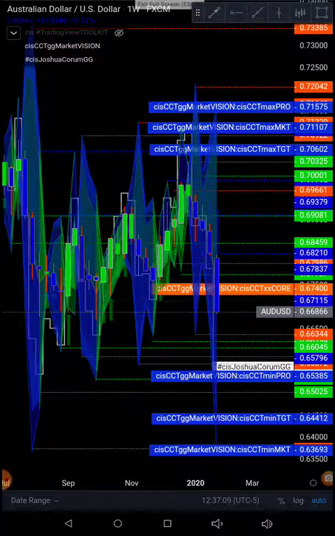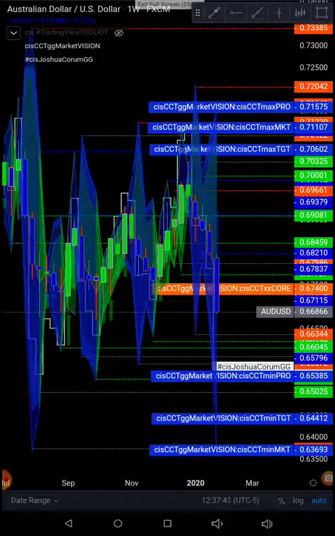In focus, the CIS CCT GG Market Vision 2020 release for the TradingView.com chart package. Reviewing the Pro Trading method for advanced analysis using the CIS CCT GG Market Vision Indicator.